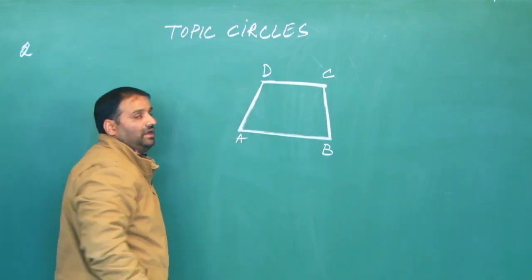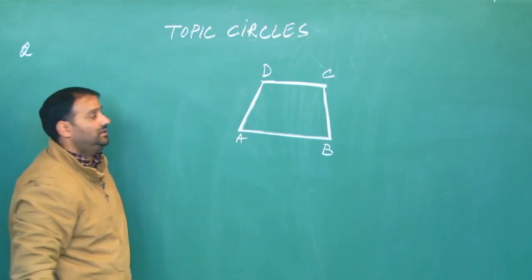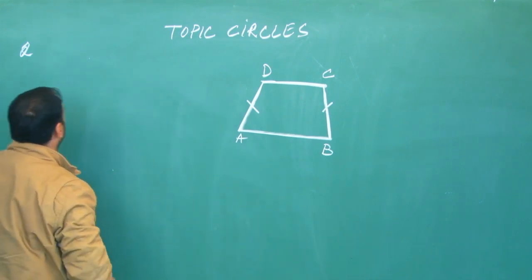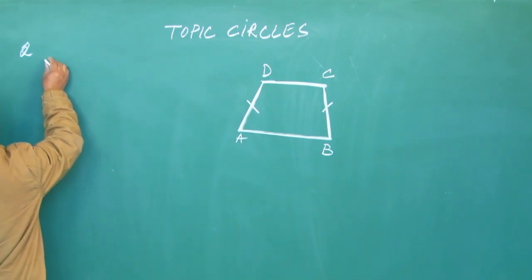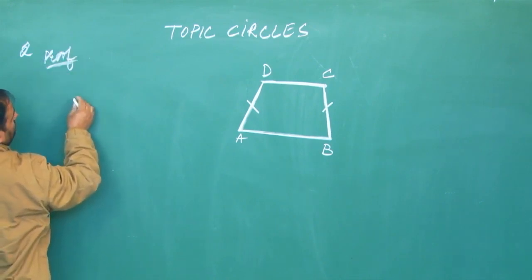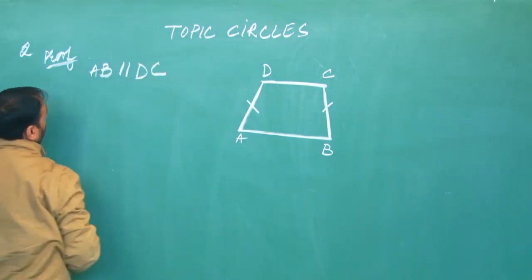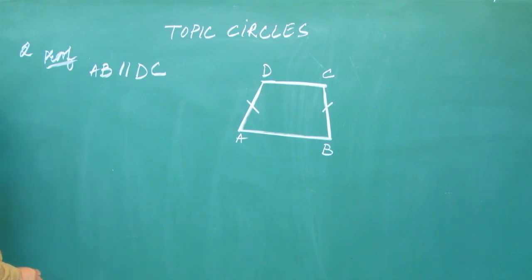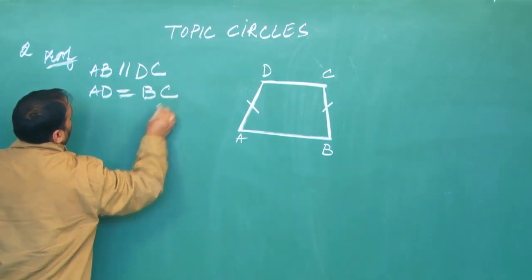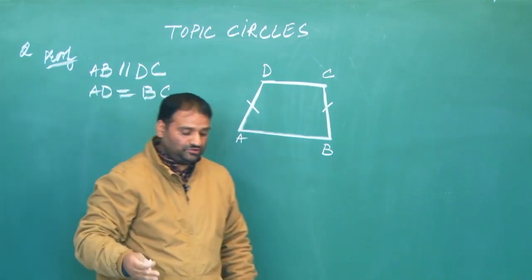And another thing is given, that the non-parallel sides are equal. Now the non-parallel sides are AD and BC, and they are equal. You can keep similar markings on these two sides. So we are given, first, that ABCD is a trapezium. That means AB is parallel to DC, and another, that the non-parallel sides are equal, that is AD is equal to BC. So what do we need to prove? That ABCD is a cyclic quadrilateral.